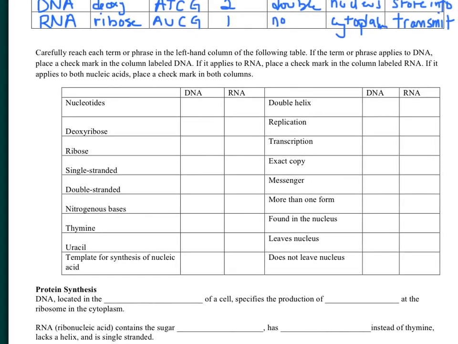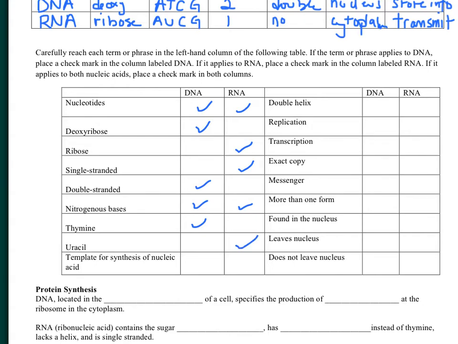Moving on to the compare and contrast chart between DNA and RNA, both of them are made of nucleotides. Only DNA has deoxyribose, only RNA has ribose. RNA is single-stranded, DNA is double-stranded. Both do contain the nitrogenous bases. Only DNA has thymine, whereas RNA has uracil.